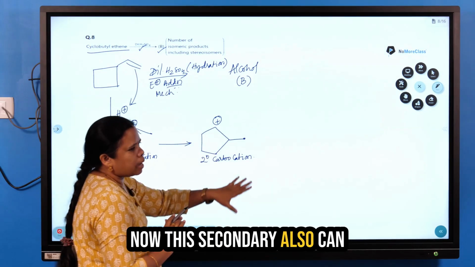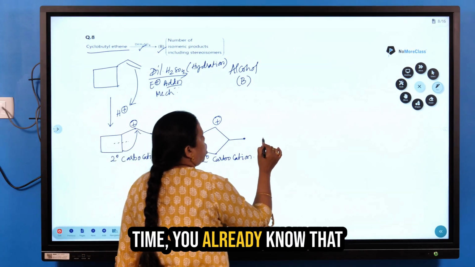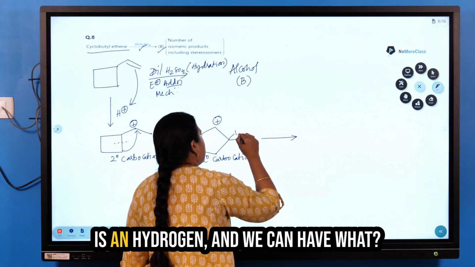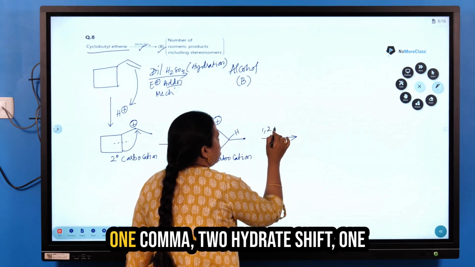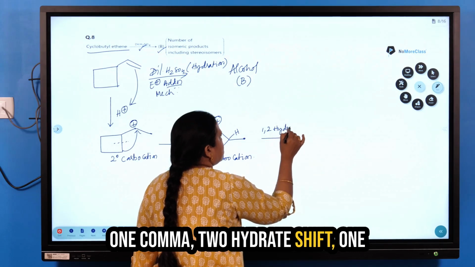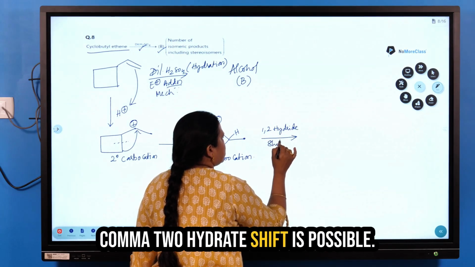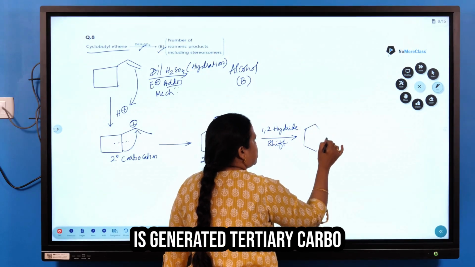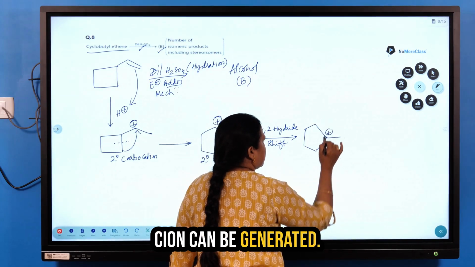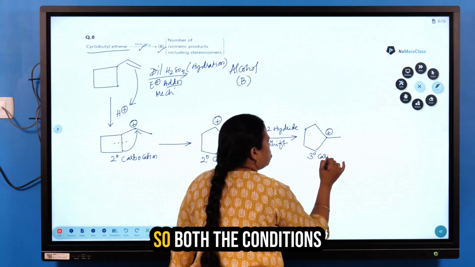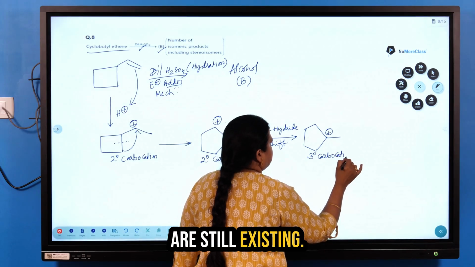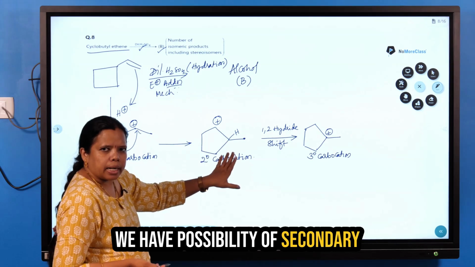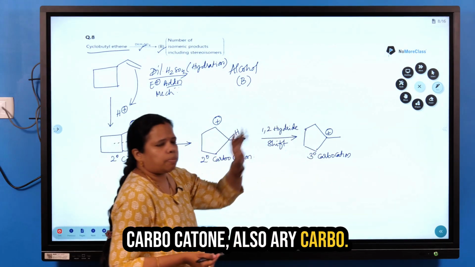Now this secondary carbocation also can participate, but at the same time you already know that the secondary can undergo rearrangement. Here on this particular carbon, there is a hydrogen. And we can have what? A 1,2 hydride shift is possible. As a result, which carbocation is generated? A tertiary carbocation can be generated. So, both the conditions still exist. Means in this reaction, we have the possibility of a secondary carbocation also, and a tertiary carbocation also.